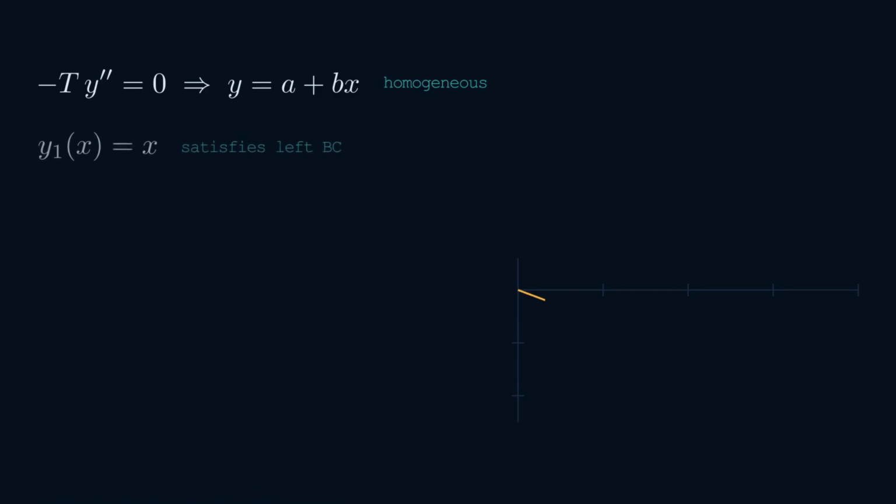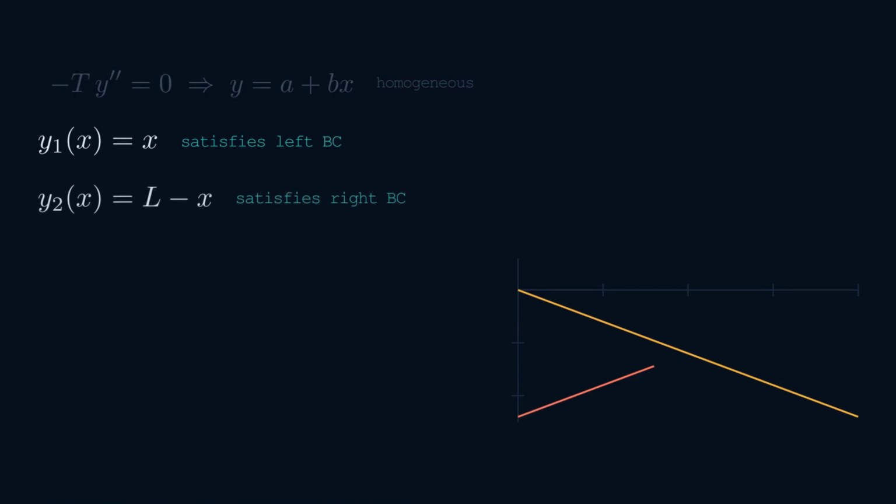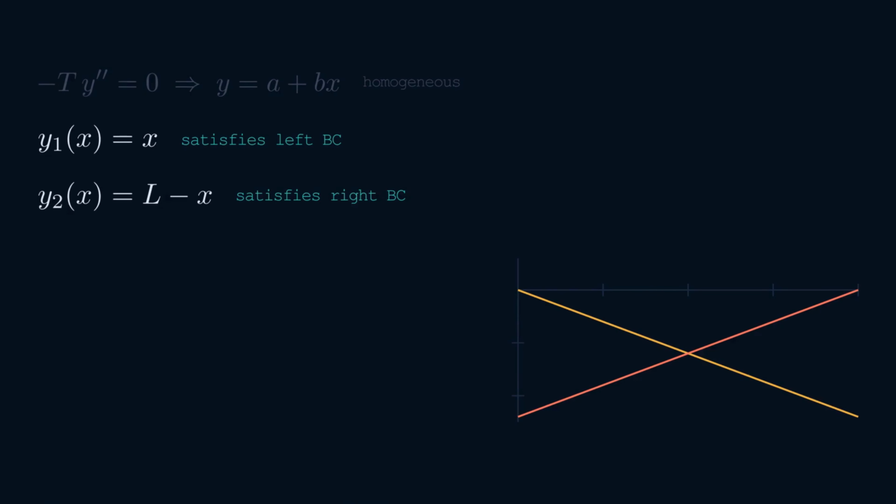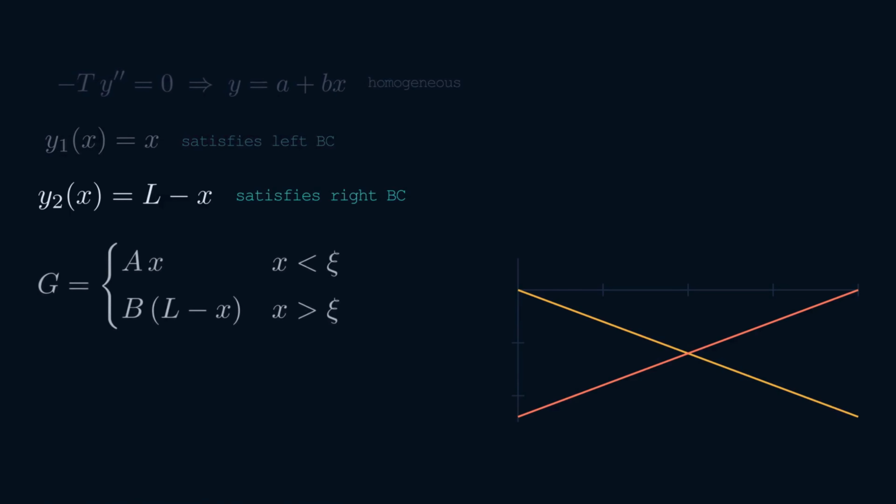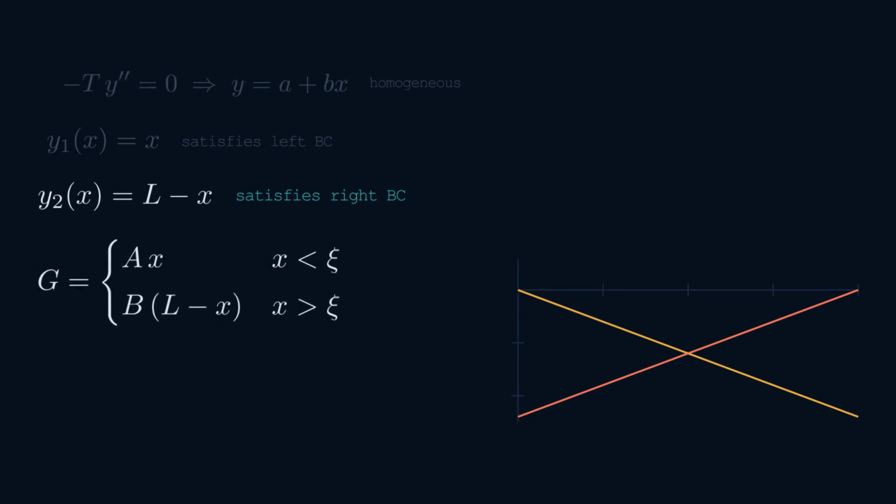For the cable the operator is -T y double prime, so the homogeneous solutions are straight lines. Pick y1 to satisfy the left boundary condition and ignore the right. That's just x. Pick y2 to satisfy the right and ignore the left. That's L minus x. Use y1 to the left of the source and y2 to the right, each with an unknown constant. Continuity and the jump give two equations for those two constants.